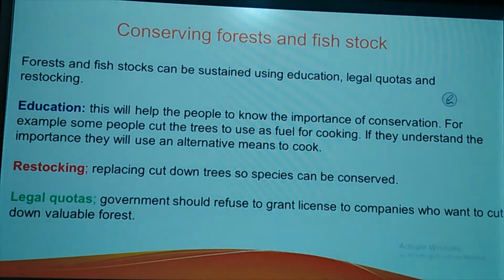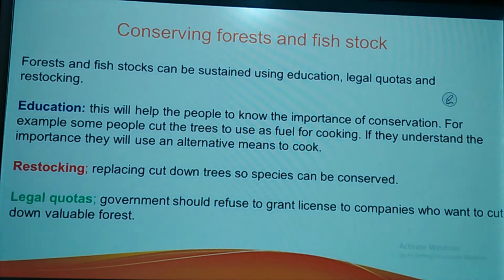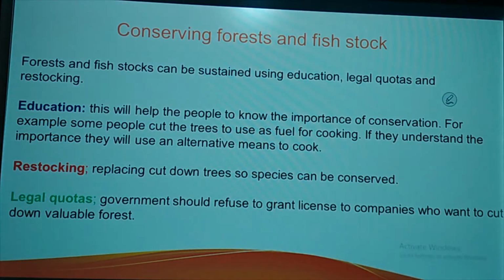So, now we want to go to conserving forest and fish stock. How can we conserve forest and fish stock? Forest and fish stocks can be sustained using education, legal quotas, and restocking. You know what forest means, okay? How can we use education to conserve our forest?